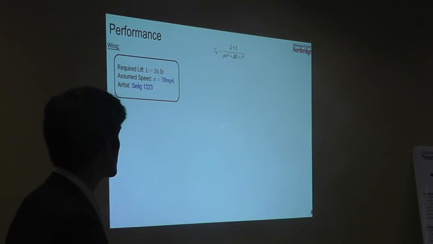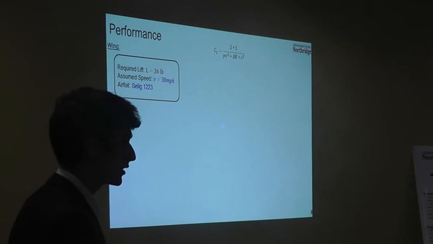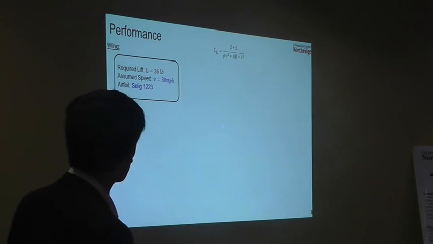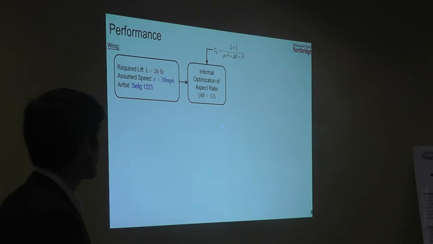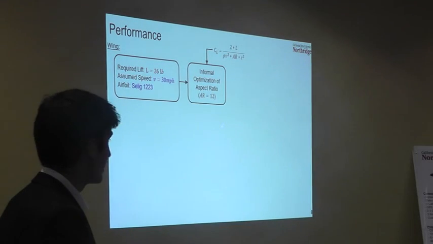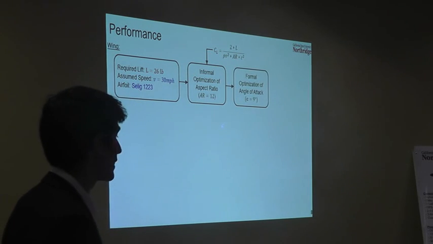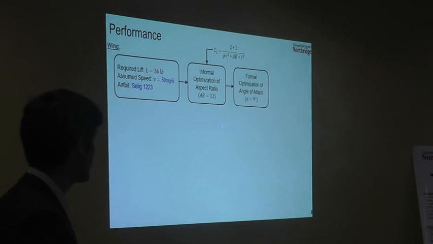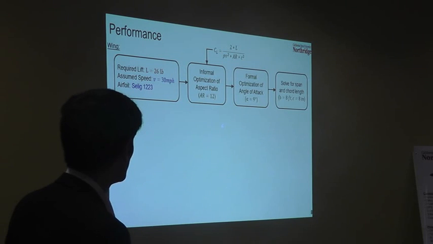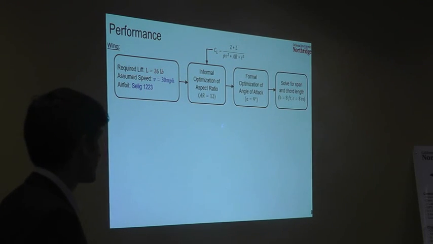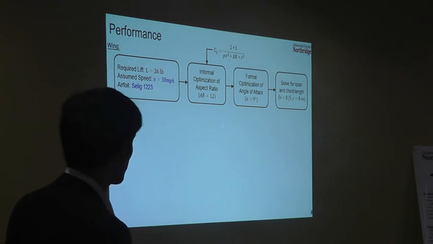We rewrote the coefficient of lift equation to be a function of aspect ratio and chord length, and combining these two, we informally optimized the aspect ratio by populating sets of tables in order to narrow it down to 12. We then formally optimized the angle of attack by writing code in VBA to determine an alpha equals 9. And then we solved analytically for the span and chord length to get the final size of the wing.